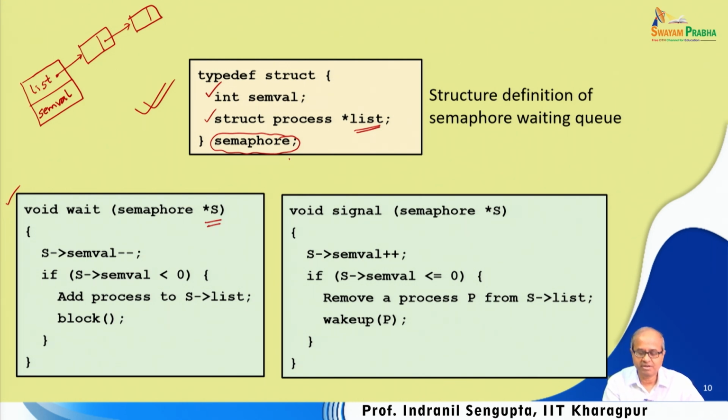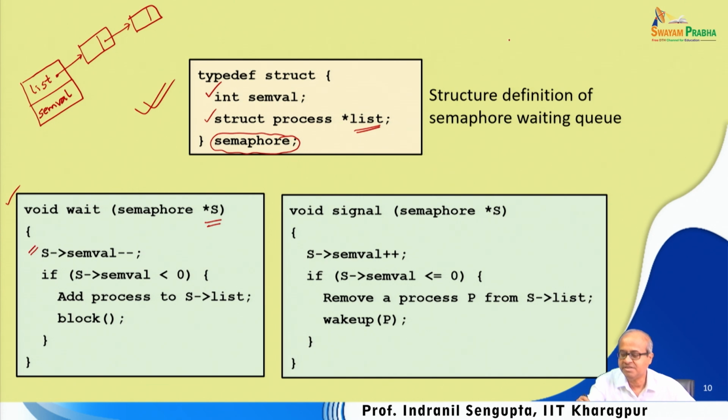Now, what do I do in that? See here, earlier in the original definition, first we loop in the while loop, then we decrease s by 1, but here we do it the other way around. We first decrease the value of semval by 1.